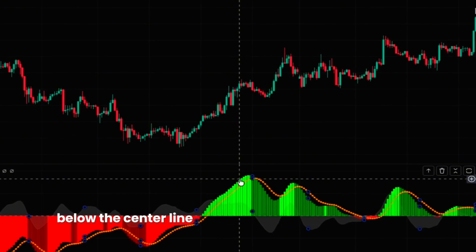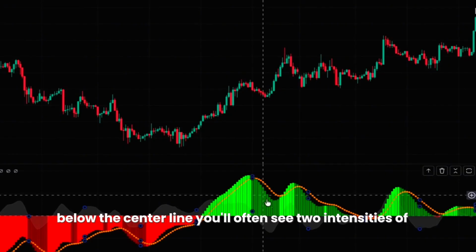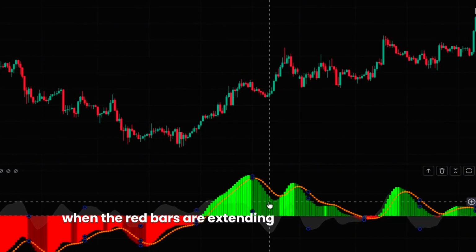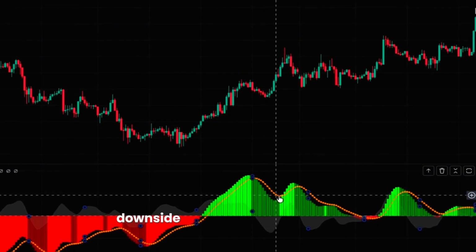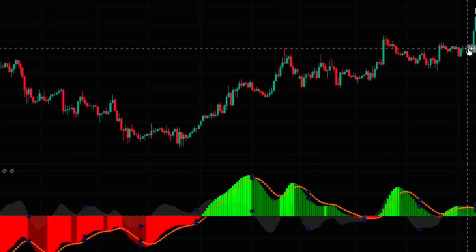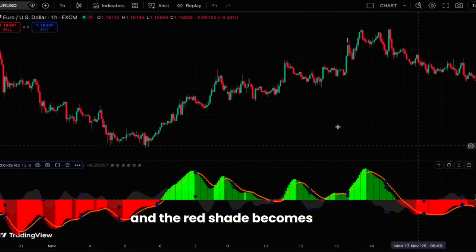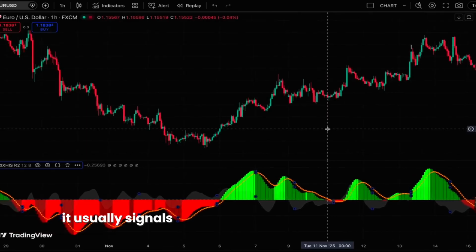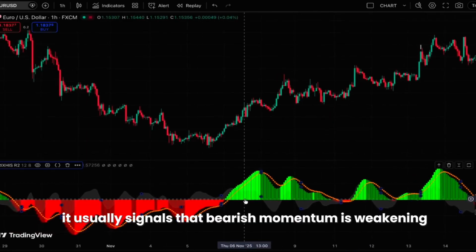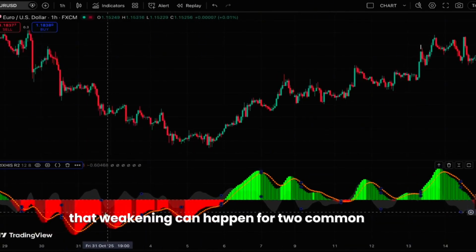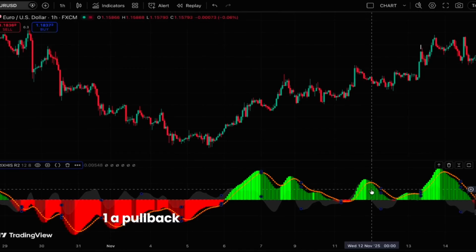Below the center line, you'll often see two intensities of red. When the red bars are extending further away from zero, downside momentum is strengthening. When the bars start shrinking toward zero and the red shade becomes lighter, it usually signals that bearish momentum is weakening. That weakening can happen for two common reasons. One, a pullback inside a larger downtrend. Two, early signs that a reversal could be building.